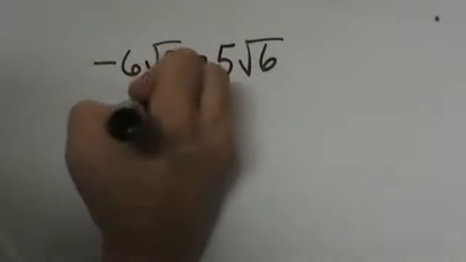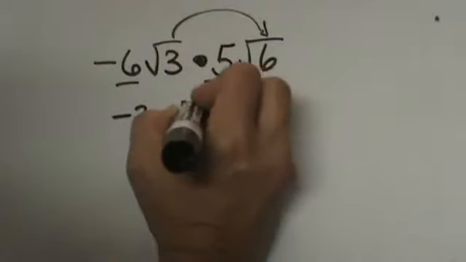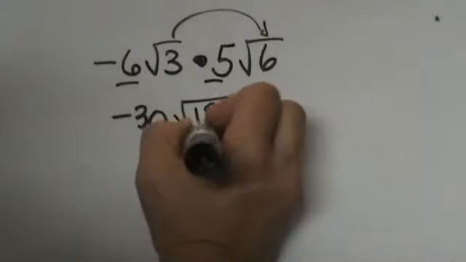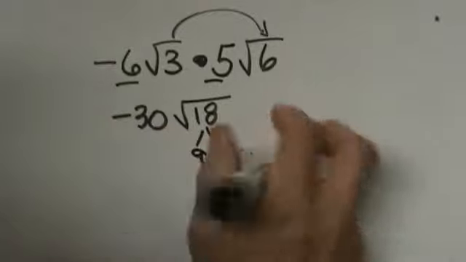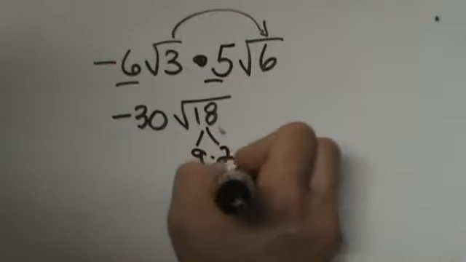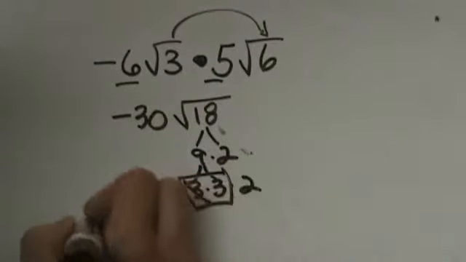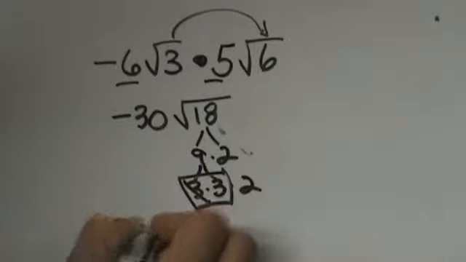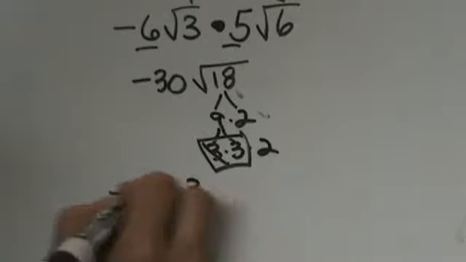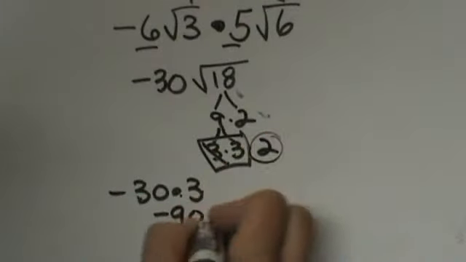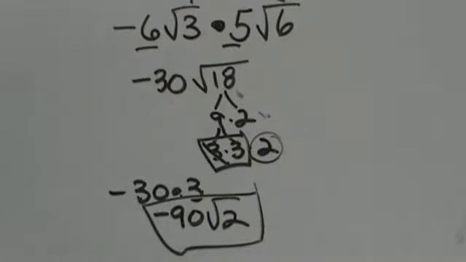What do we get? Negative 30, outside times outside. Let's do the inside times the inside: square root of 18. Okay, and the square root of 18 is going to break down to, let's just do 9 times 2. And 9 is a perfect square, 3 times 3 times 2. So I found a pair, and so a 3 comes out. I already had 30 out there, so I'm going to have to multiply it by 3. And I'm going to get negative 90. So negative 30 times 3 is negative 90. What's left? The square root of 2 is what's left. So there you go. That's how you would multiply those together and simplify.